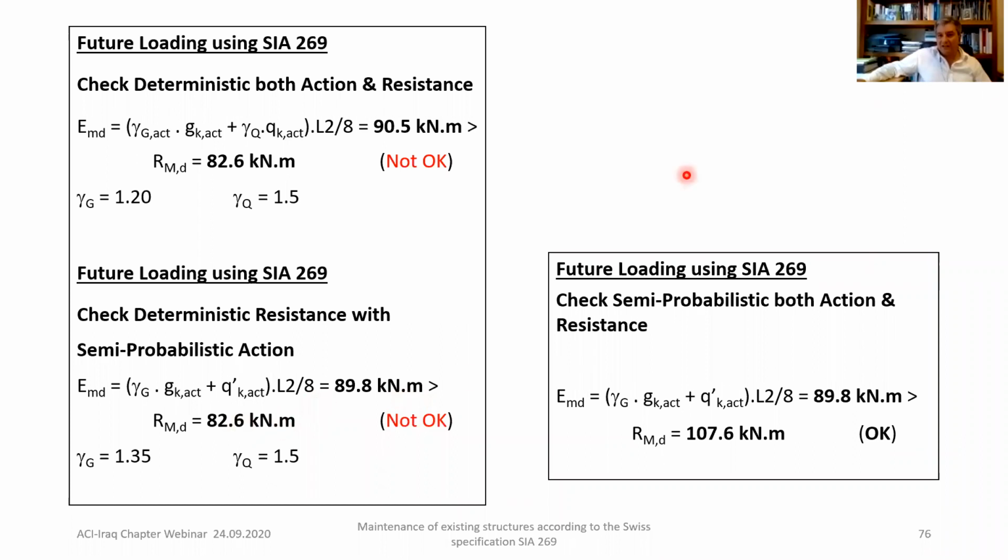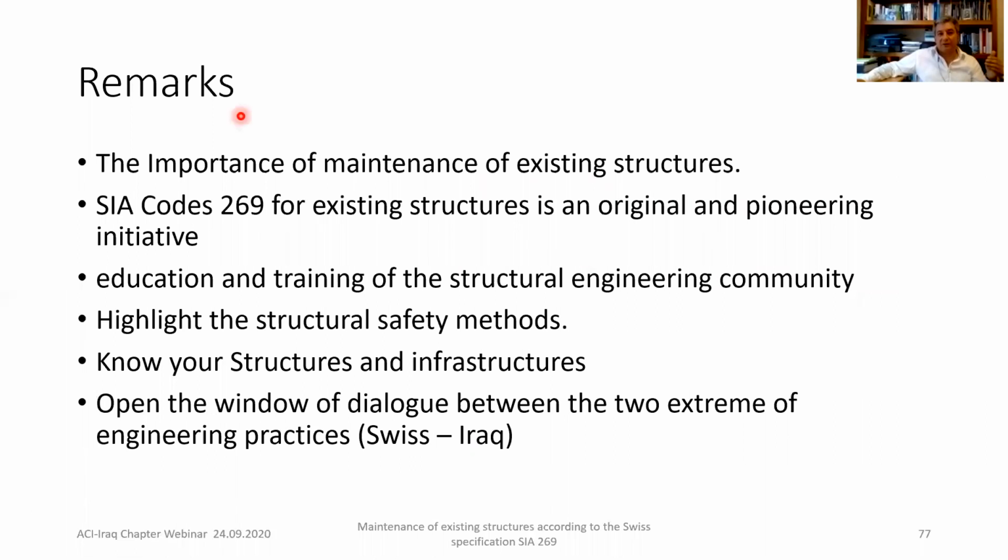Now, if you use both the action and the resistance as semi-probabilistic work, you can find that really you are in a good position. Actually, I forgot to say that I used a medium target index for reliability index in this project. So if you have a higher target index for reliability, maybe it will not pass. So this is a small example about what's going on.